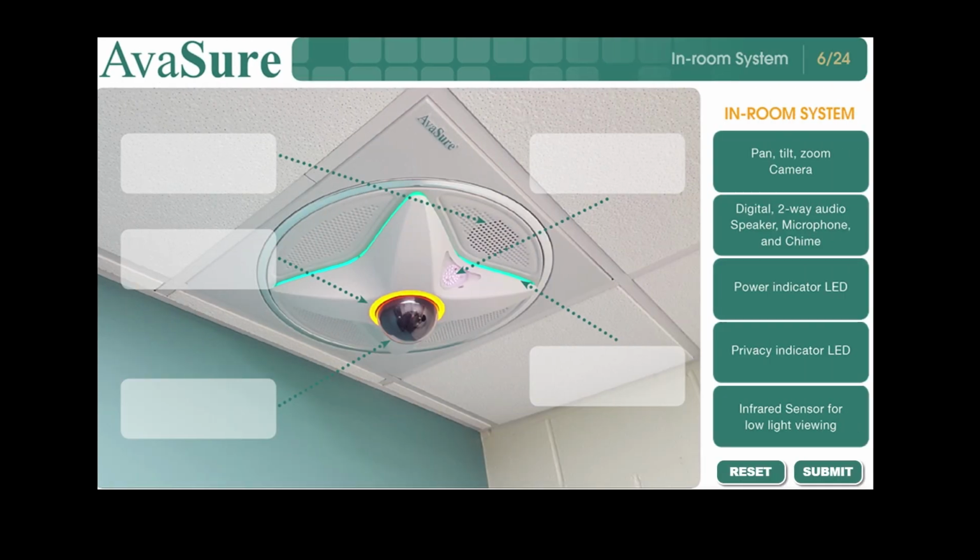The AvaSys in-room system has the same equipment, but it is permanently installed into the ceilings of patients' rooms. Can you figure out which is which?